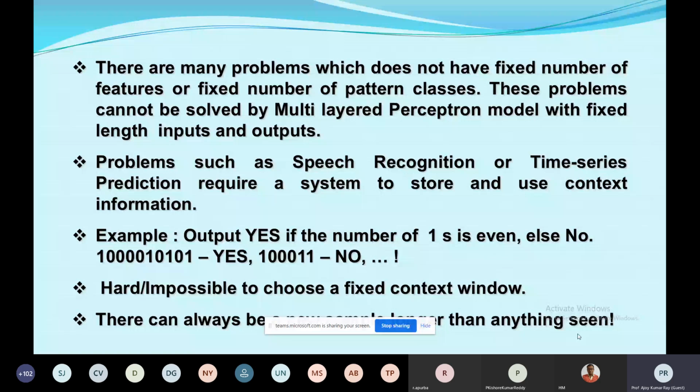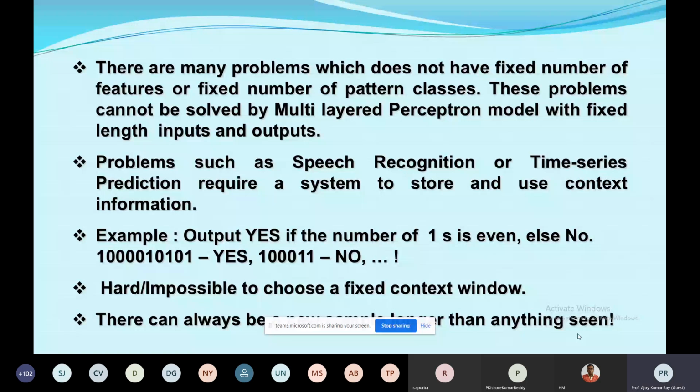binary patterns are coming. You may say that your learning system should give you one if the number of ones is even. That is, if there are 4 ones, then there are 2 output classes. The output class should be yes. Yes means it's even. No means it's odd. How will you do that? Because constantly the number of inputs, 1, 0, the strings, is not fixed.